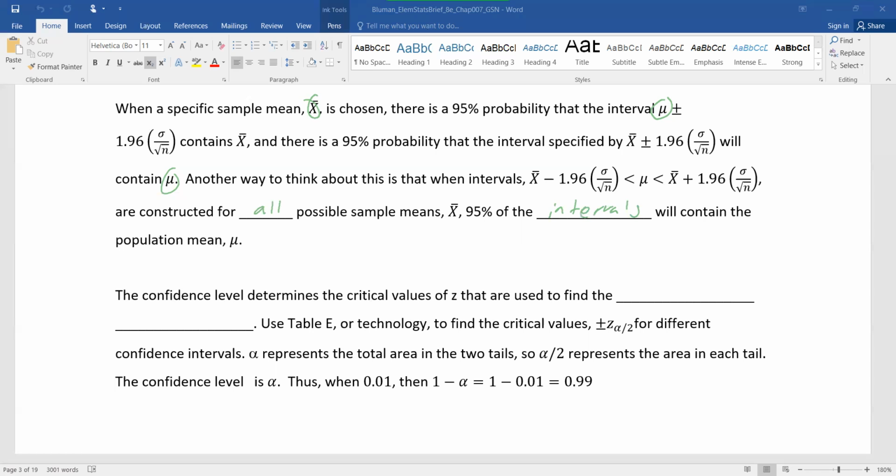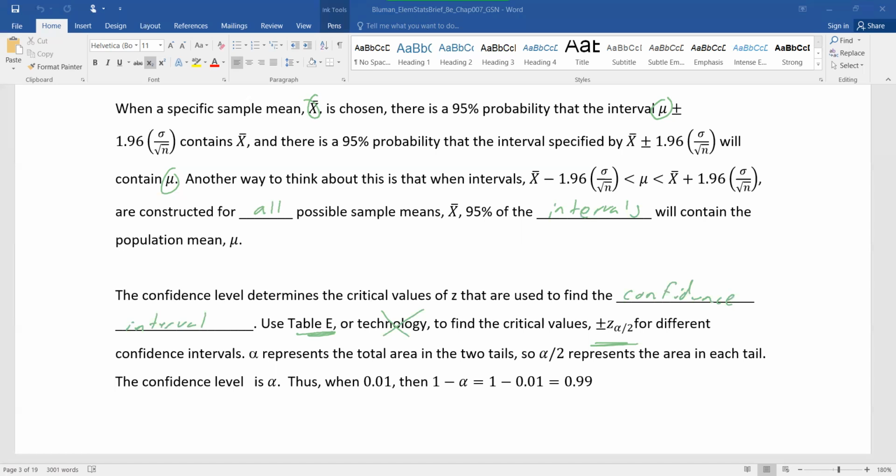All right, so the confidence level determines the critical values of Z. Remember, that says how many standard deviations from the mean you are, used to find the confidence interval. We'll use Table E, not technology. You get to use the table on the test. So practice using Table E to find the critical values that you'll be using with this plus or minus. So the Z-score, where it's alpha divided by 2, simply means alpha divided by 2.